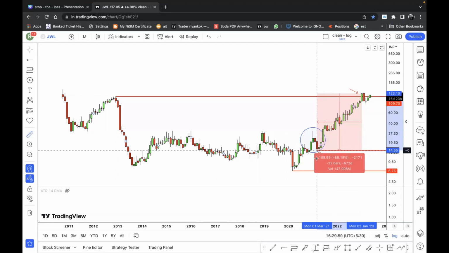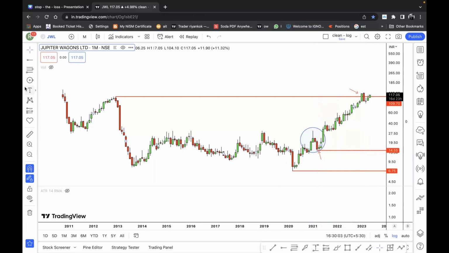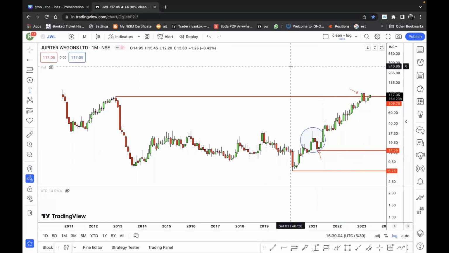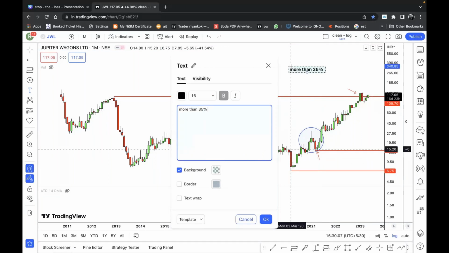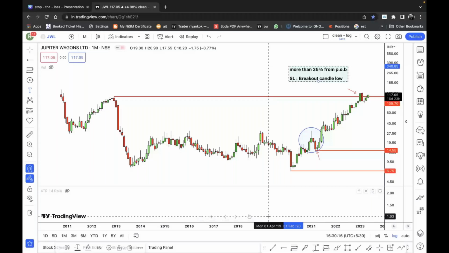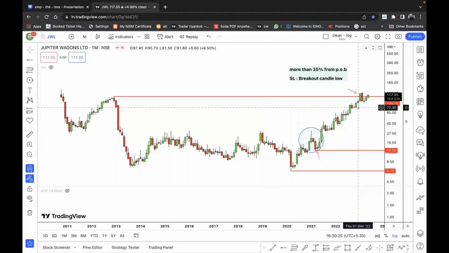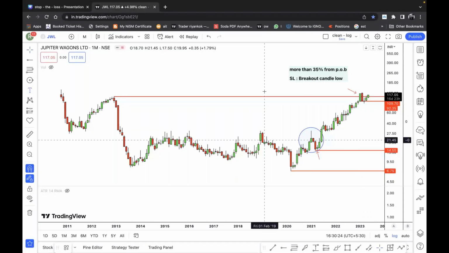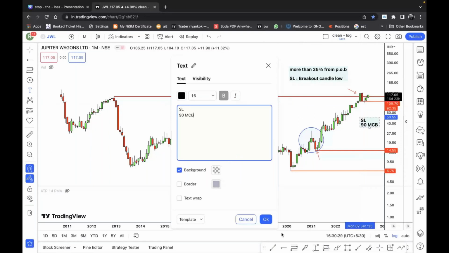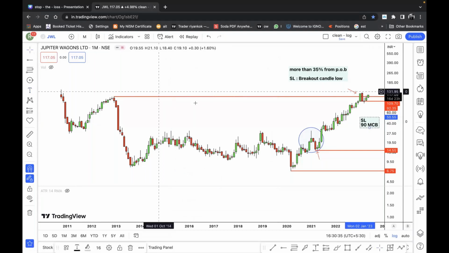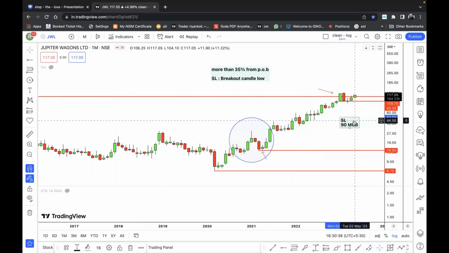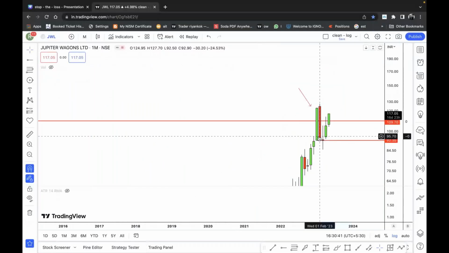So if this swing low is more than 35% from the point of breakout, then the stop loss is kept at the breakout candle low. Now the breakout candle is where the breakout happened at 123. The breakout candle low is 92 rupees 35 paise, which means my stop loss here would be 90 rupees on monthly closing basis. Just round it off a rupee or two up or down to a round figure. That will give you a good conservation also against the same. Right, so 90 rupees on monthly closing basis will be your stop loss right here.